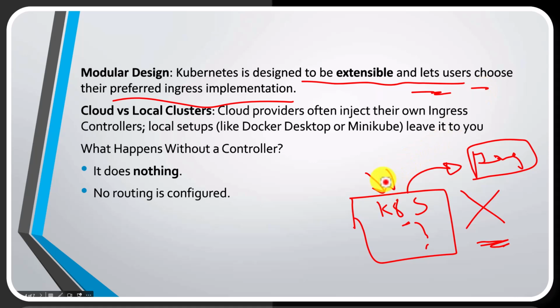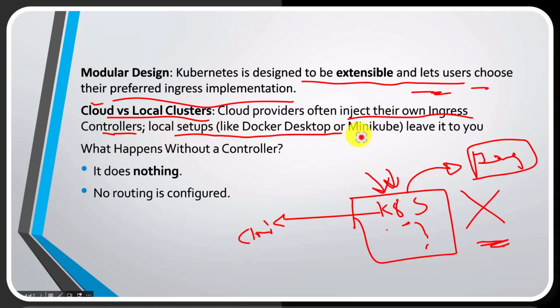We can install it on top of Kubernetes. So what is the difference between cloud versus local clusters? When you are using the K8s cloud, the cloud injects its own ingress controller. That means when you are going with the cloud, it will install its own ingress controllers. When you're going with local setups, for example Docker Desktop or Minikube, it's up to you. You need to install it manually.